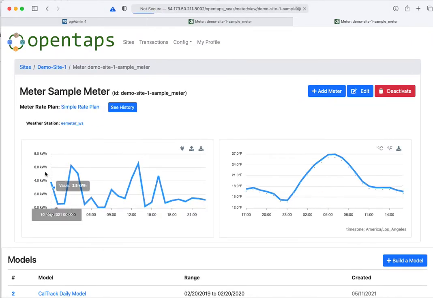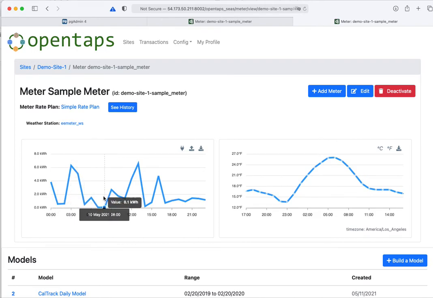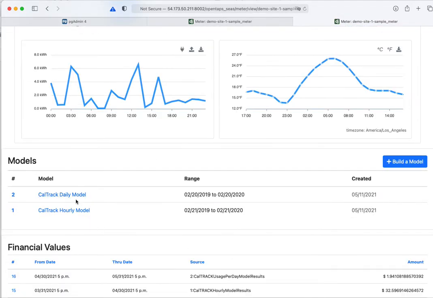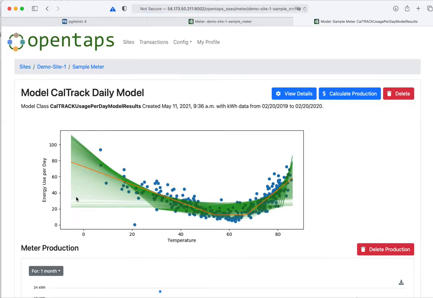So the meter is a history of the energy use by hour, and it's associated with a weather station, which is a demo one that we're using now. So this is the historical temperature, also by hour. And from this, you can build both daily models and hourly models. So let's look at the daily model first.